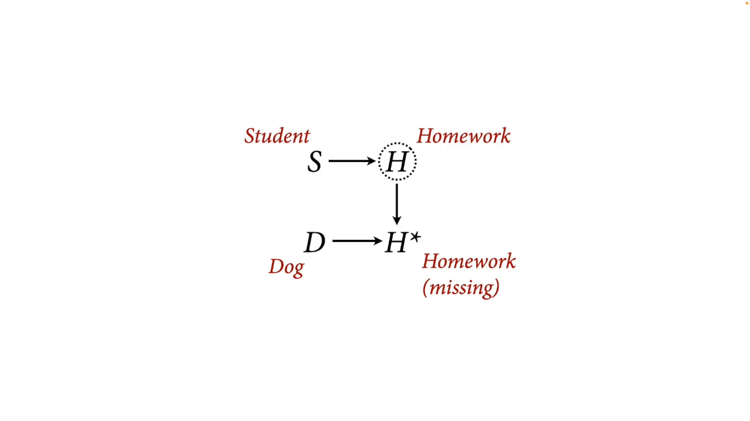Okay, let's modify the parable of the dog and the homework. And let's draw an arrow from student ability to the dog. That is, the dog is influenced by the student's ability. Maybe, for example, students who study a lot and work really hard on their homework don't pay enough attention to their dogs. This makes the dogs grumpy and the dogs eat the homework more as an act of revenge.